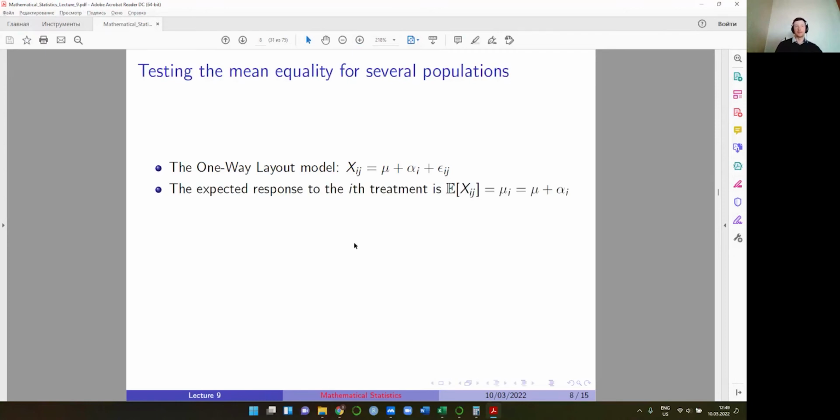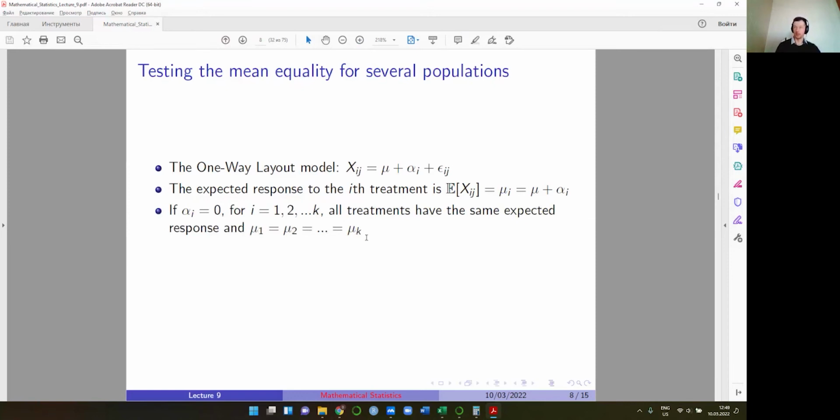Here is a model, and first of all, the expected response to the ith treatment. So what is the expectation of xij? We will denote this with mu i: mu1, mu2, mu3, mu4, and so on. And this is going to be mu plus alpha i. So we are talking about a random variable, which represents the productivity of a particular technology, of a particular oil well, in this case first, second, third, or fourth. And if all the alphas are 0, then mu1 equals mu2 equals mu k. So these expectations will not be different.